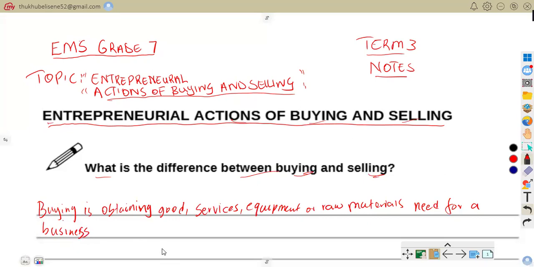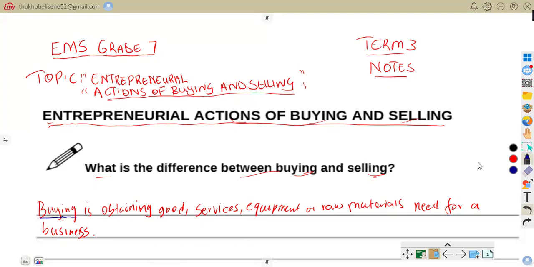For example, you find that Paul buys a meal from Macro. So that's buying. She's obtaining those goods. She's obtaining that meal from Macro. But selling now, as we have just talked about buying, now let us come to selling.